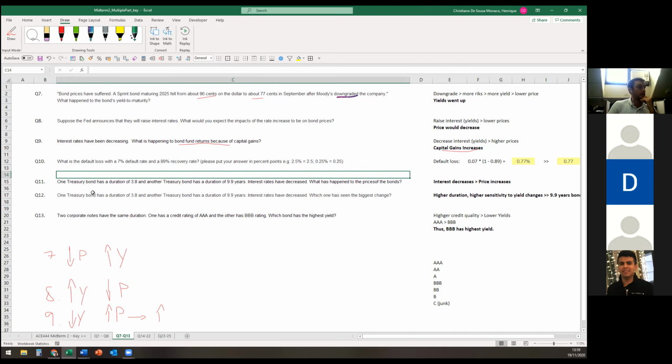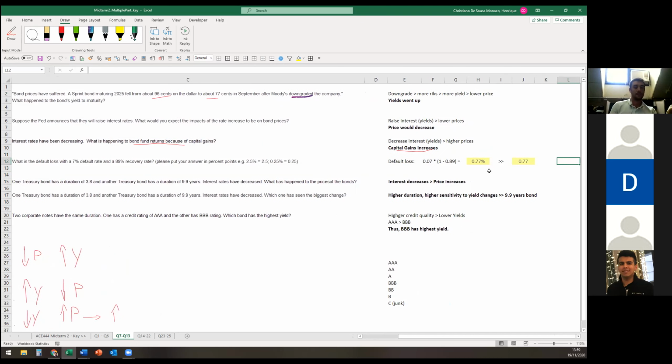Now question 10 here: what is the default loss with a 7% default rate and 89% recovery rate? Remember the formula for the default loss. You have the default rate times 1 minus the recovery rate, which is the percentage of money that you would be getting back in the case of default. So you should be able to just plug that into the formula and find 0.77% here.